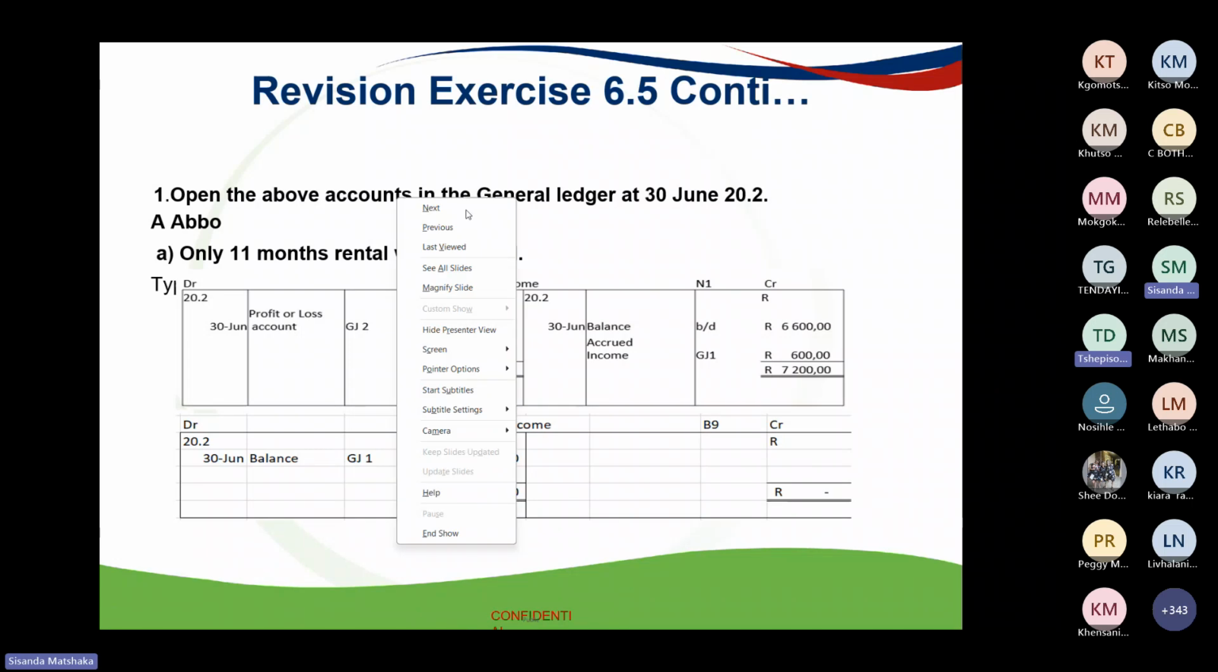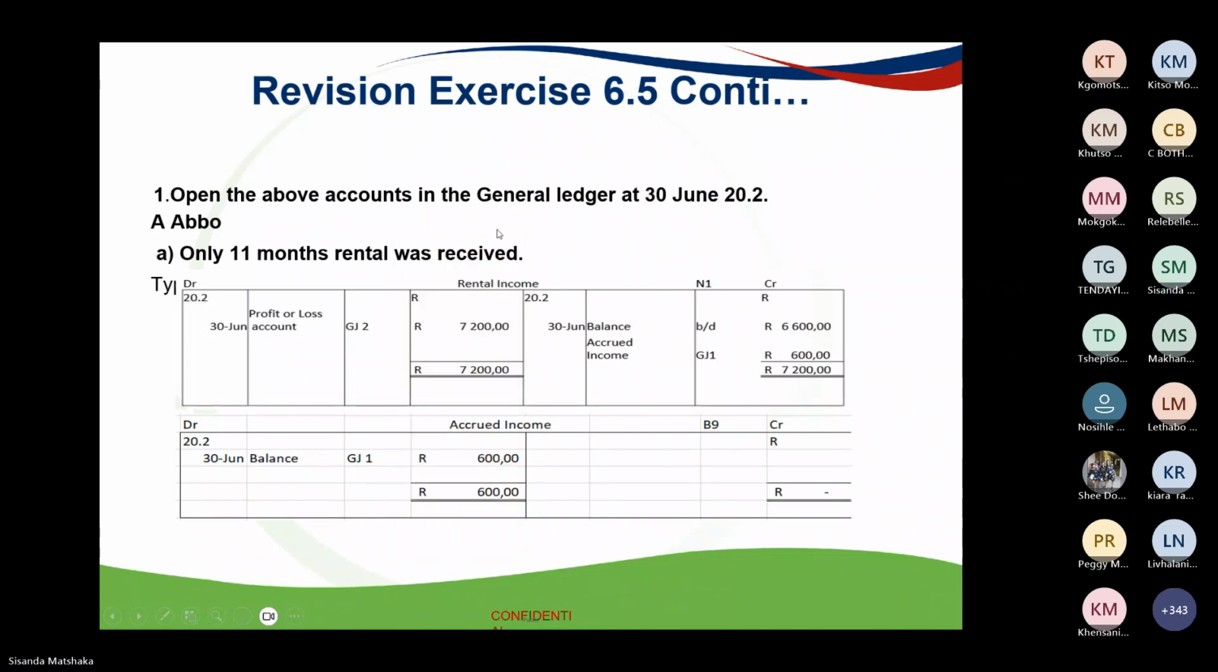Next slide. Start moving. Yes, not moving. The next slide.